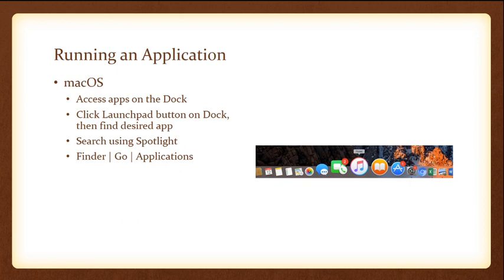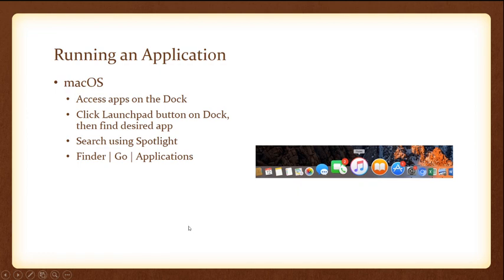For a Mac, you would want to choose the app from the dock. Remember what I talked about before, how it's kind of like a 3D effect, how it gets a little bigger wherever your cursor is, and this one's over the iTunes right now. If there's a certain app that you want, you can just simply click on it on the dock. You can click the Launchpad button on the dock and then find the desired app. You can search using Spotlight, which is their search method on a Mac Apple computer, or you can go to Finder, click Go, and then Applications, and all of those will help you to be able to find the application that you want and click on it to open.